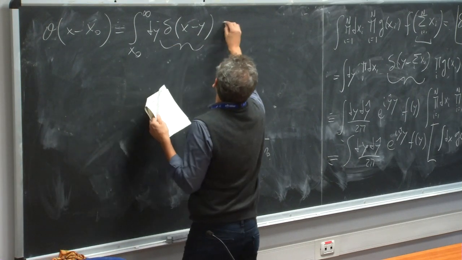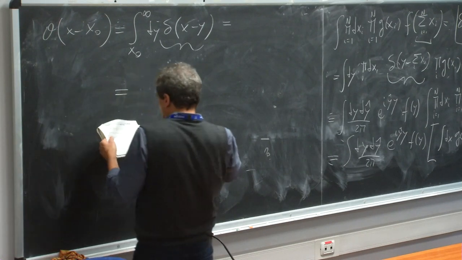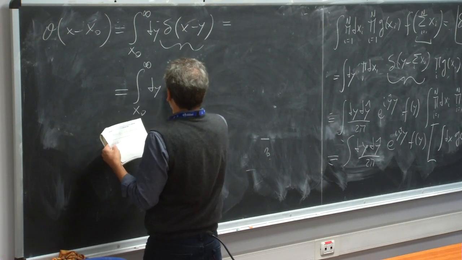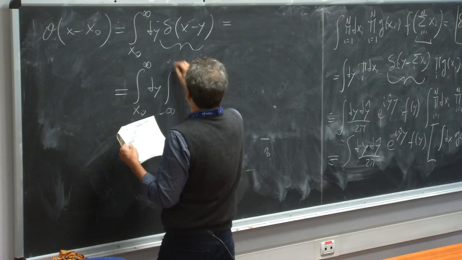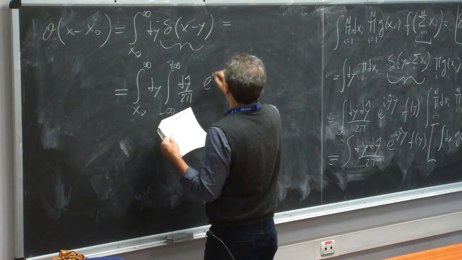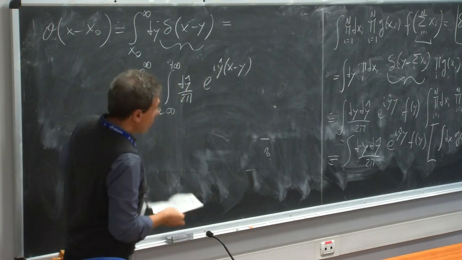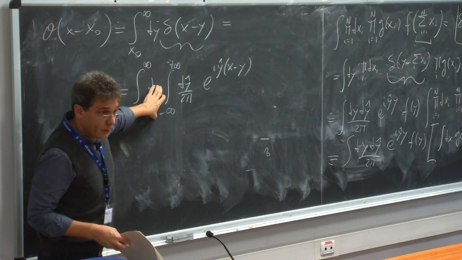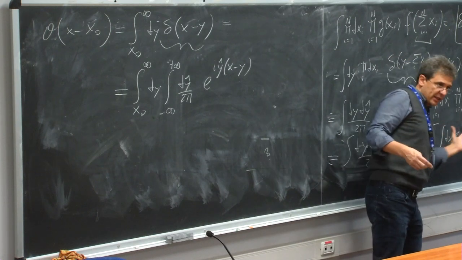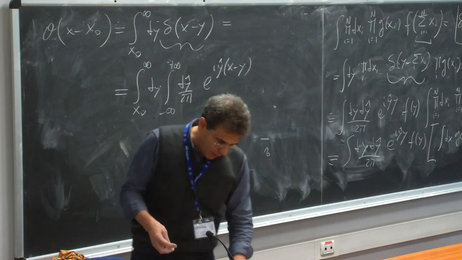Now, if I take the integral representation of this, then it means that I can write the theta function with an integral representation. And this is the result. Okay? So this can be written in this form. Why do I need these kinds of tricks? Because I always need to disentangle integrals, so I need to have the integral representation in order to be able to reach something which is computable. Okay?